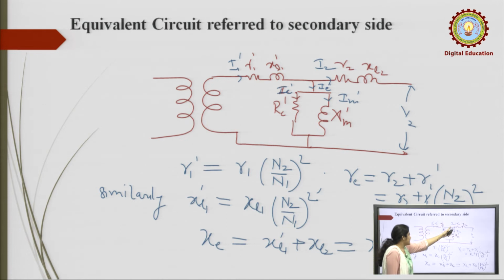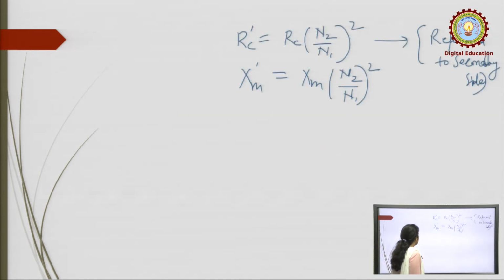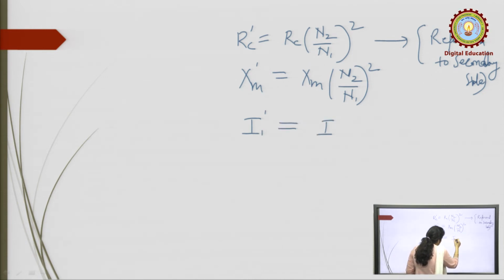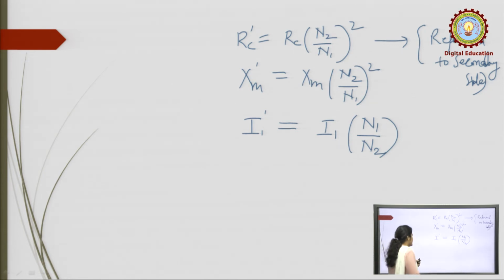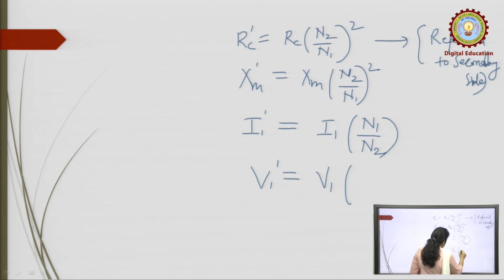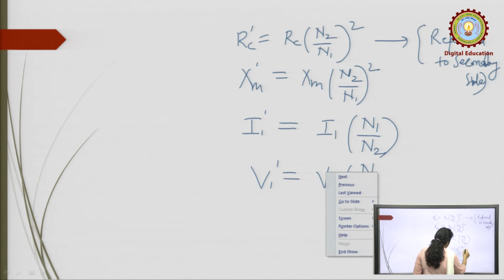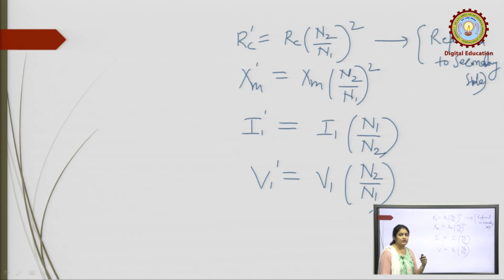In this case, I2 remains I2, but I1 dash, because it is transferred to this side, is transferred with the opposite ratio. So it becomes I1 times N1 by N2. And V1 dash becomes V1 times N2 by N1. So this is how you transfer the parameters from secondary to primary or primary to secondary.